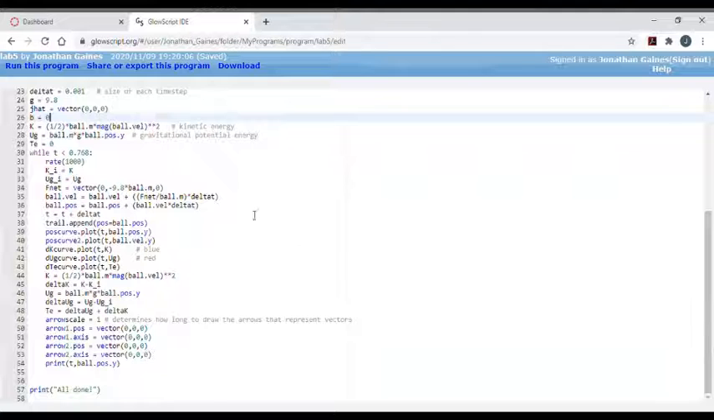Further down we have the while loop. We have the net force, which is equal to the acceleration of gravity times the mass of the ball. Then we have the velocity update formula and the position update formula, which were given before. We also have the equations for kinetic energy, which was given before, and the equation for gravitational potential energy, which was given before, and then the equation for total energy.